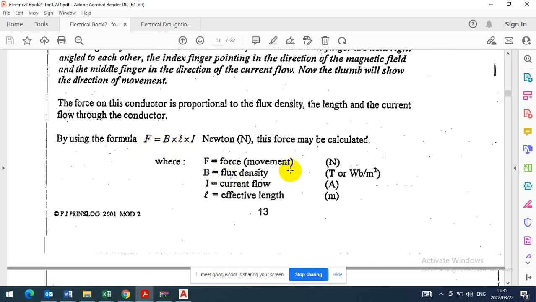The density is measured in Weber per square meter or Tesla, T-E-S-L-A, Tesla. It's the measure of density. Then the force is in newtons, current flow in amps, the length in meters. So if you want to increase the force on the shaft, increase the magnetic field, increase the length, increase the current. They might ask you to list the three things that determine the force on a conductor when current is flowing in it. These are the three things: density, length, current.